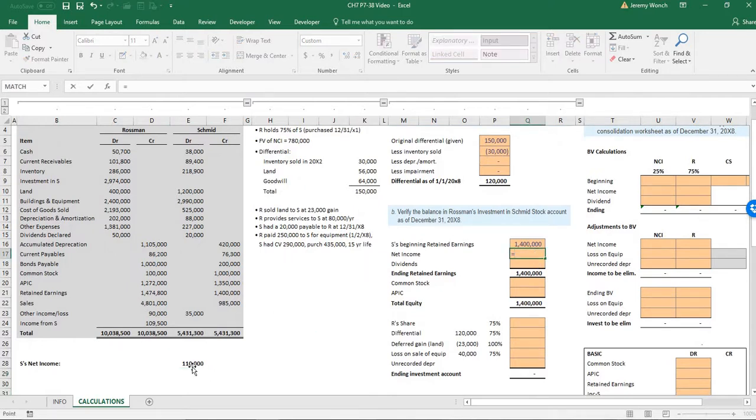So we'll just link that up. And the next thing is we want to subtract out any dividends. They had 20,000 in dividends. And that's going to give us the ending retained earnings for the subsidiary. And then we just want to plug in their common stock, which was $1 million, and their additional paid in capital, which was 1.35 million.